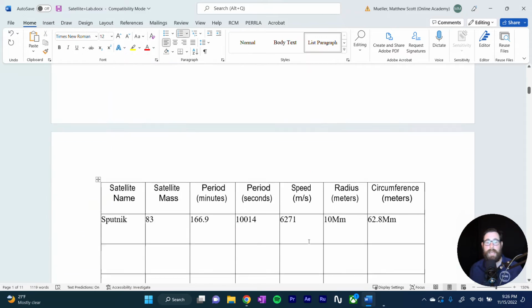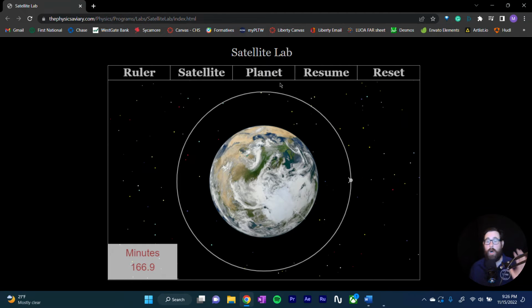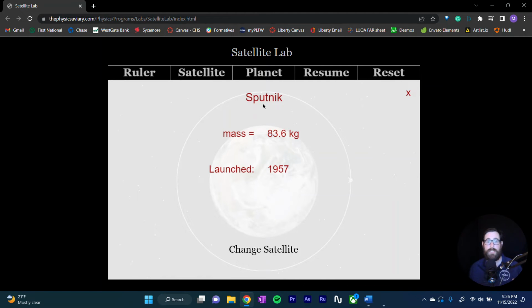So now I go back. I'm going to leave the distance and the circumference the same. And I'm going to leave the planet the same. I'm not going to change the planet on this. So if I go back to my simulation, all I'm going to change here is my satellite.